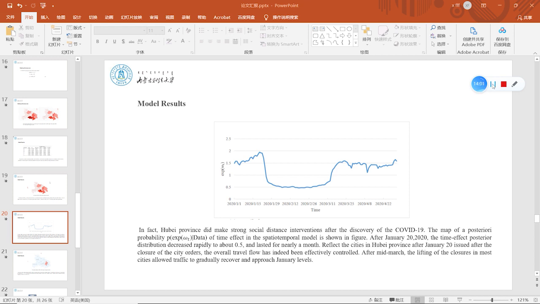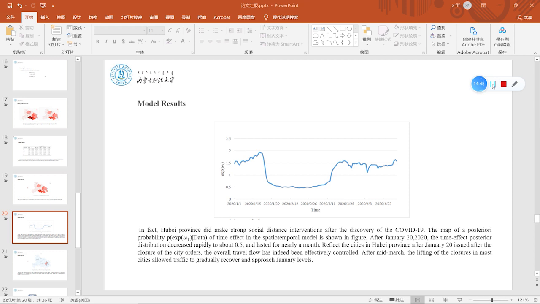For the time-space effect epsilon it, we focus on the spatial-temporal effects, the second part of the classification of urban stability. The stability of our regions is classified by the threshold PIT equal to 0.5. The result shows that Wuhan was the only unstable region, and this instability mainly appears from January 1st, 2020 to January 20th, 2020.